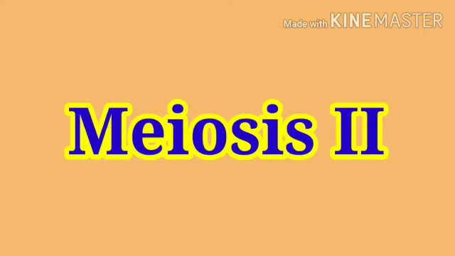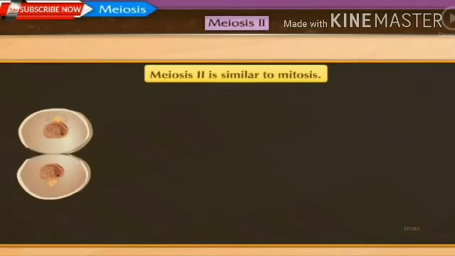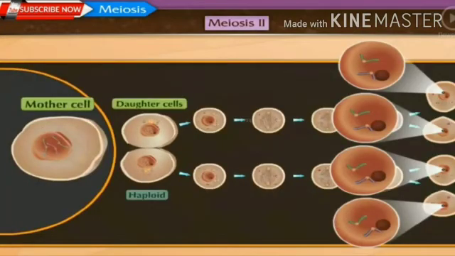In this way, meiosis first is completed and then there is a second stage in meiosis, that is meiosis second. This meiosis second is just like mitosis. We learned the mitosis cell division. In meiosis first, there is a formation of 2 haploid daughter cells. In meiosis second, the 2 haploid daughter cells formed in meiosis first undergo a division and finally 4 haploid daughter cells are formed. Means from 2 haploid cells there is a formation of 4 daughter cells.